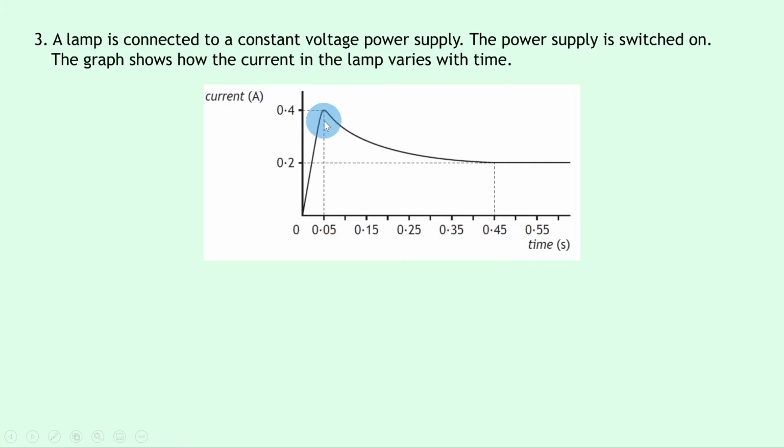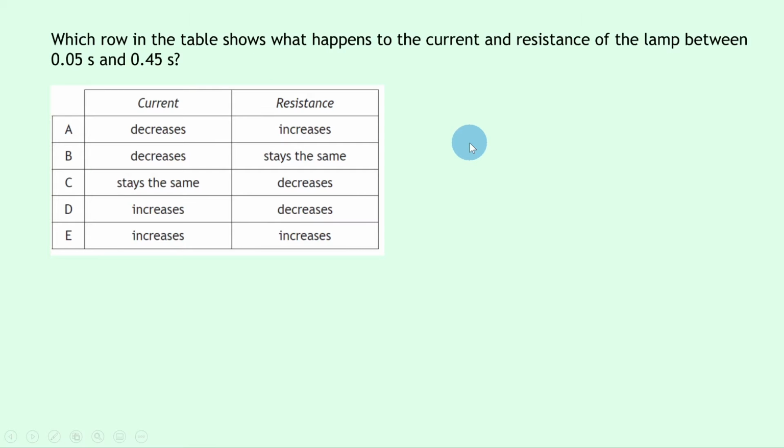Well, between the 0.05 and the 0.45 seconds, we can say that the current decreases over time. And we should know that if current decreases, then resistance does the opposite, because remember, resistance is simply the opposition to current flow. So if current decreases in this time, then the resistance must increase. So we have the current decreases and resistance increases, so our answer must be A.